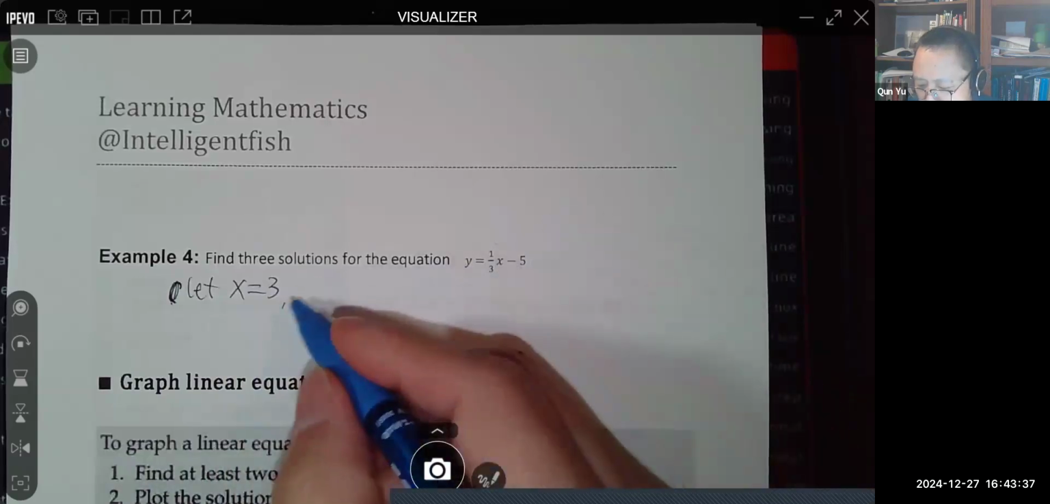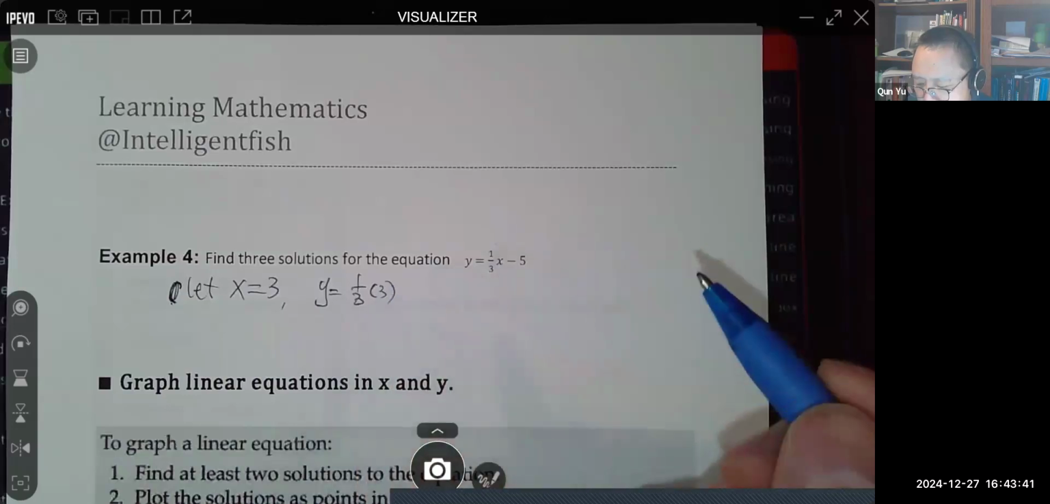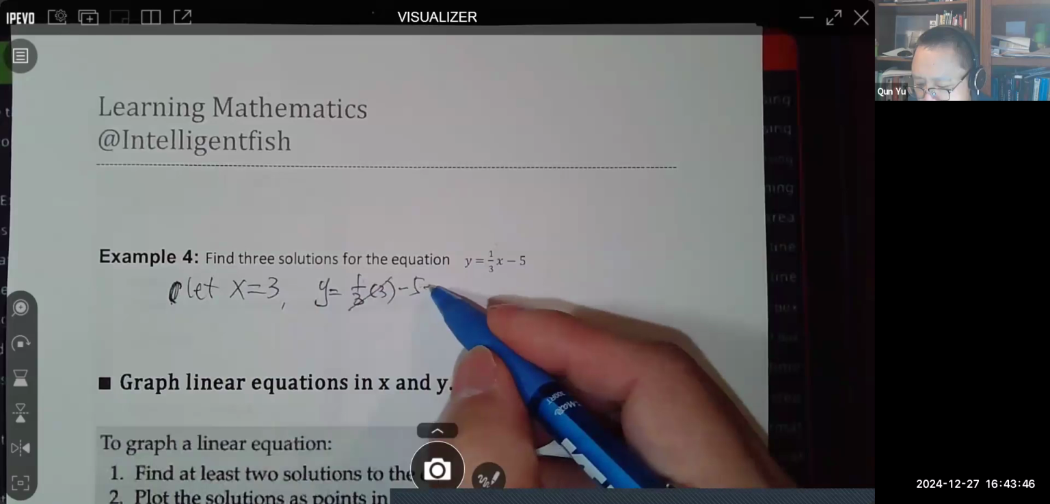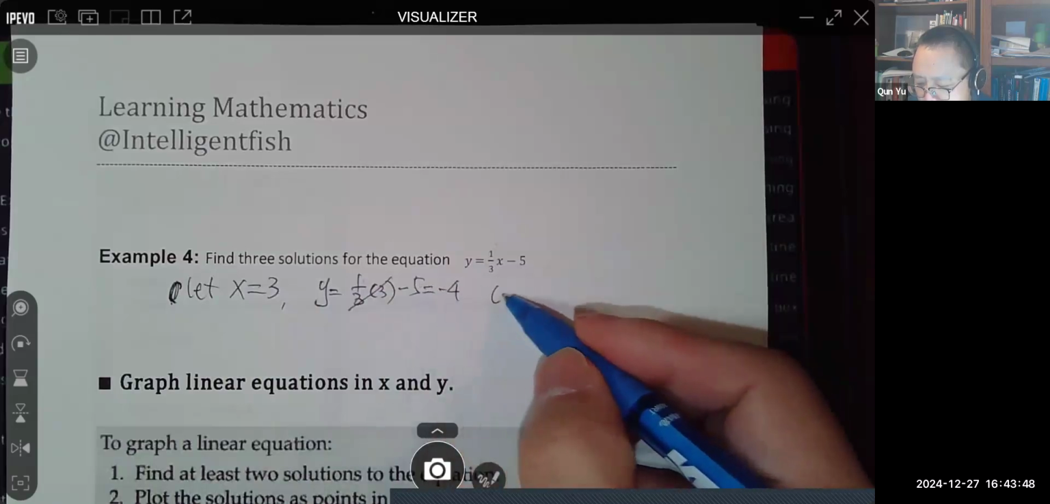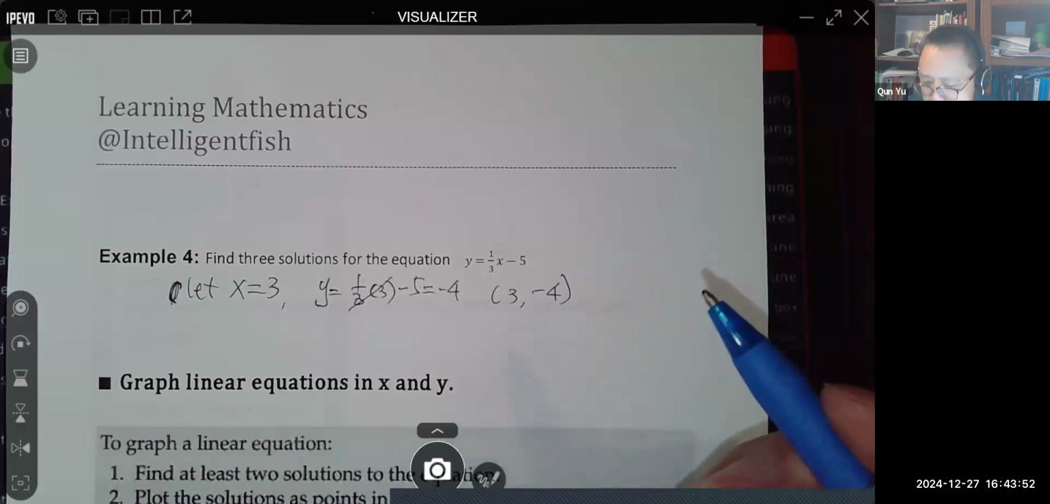So now let's look at y. Y equals 1/3 times 3 minus 5. This cancelled. 1 minus 5, -4. So I get 1 pair, 3 and -4. See, I get a nice whole number, right?